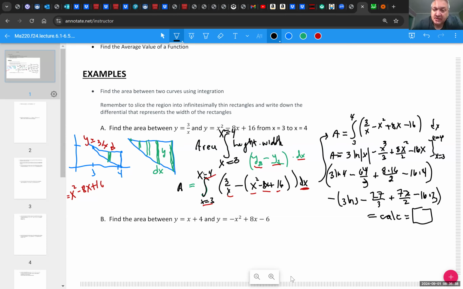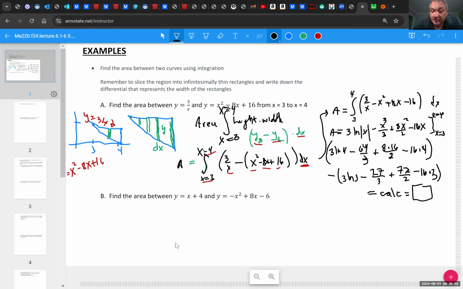I used a rectangle to divide it up, found the dimensions, the height and the width of the rectangle, and then I added them all up using an integral. And then I did the math. All right, so the rest of them are going to be kind of similar to this. But like I said, I'm going to show you some where we're going to do horizontal rectangles instead of vertical rectangles, so you can see how that kind of works.